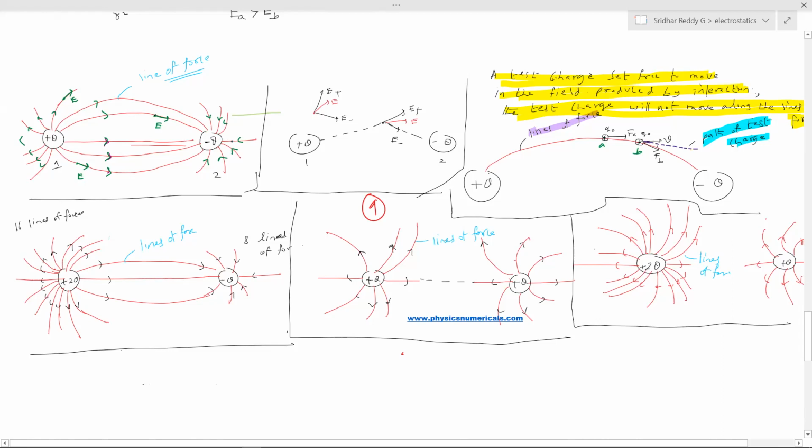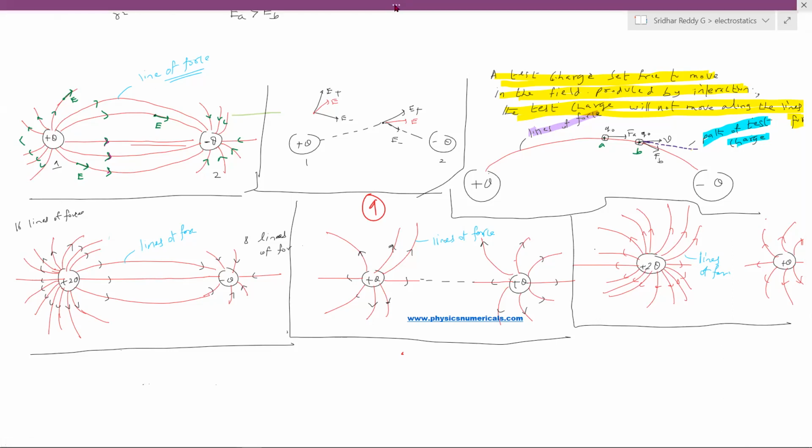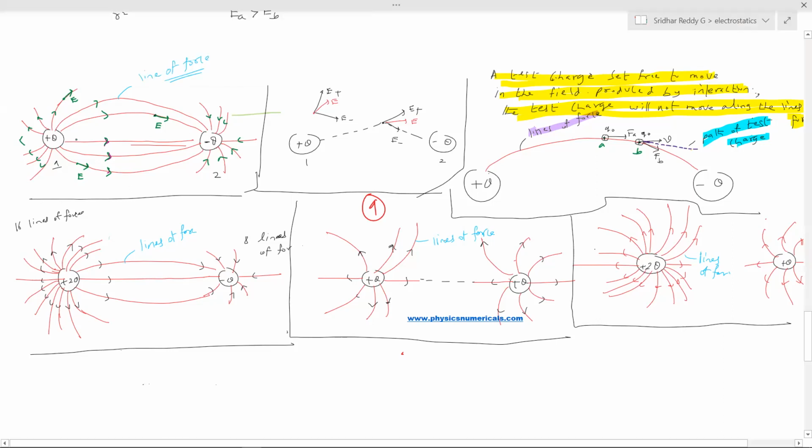Again, 1, 2, 3, 4, 5, 6, 7, 8, 9, 10, 11. So how should I know? The lines of force should be equal in number. For Q charge, how many are there? Okay, I'm not very sure. Let me try. I think I'll give a number better. Okay, 11 are there, not 12, 11.